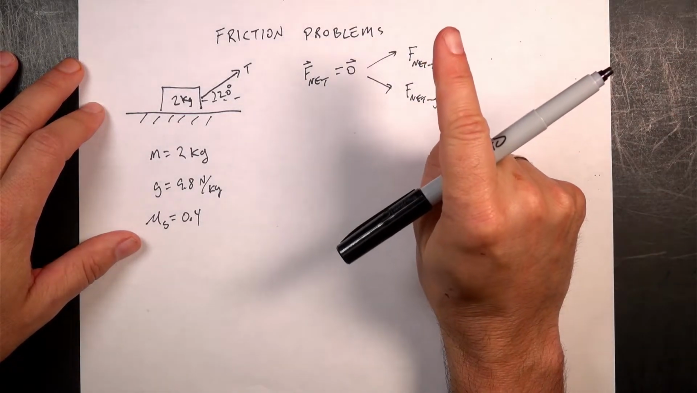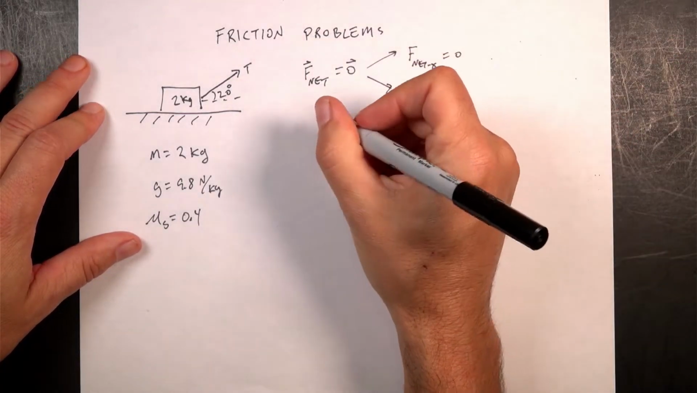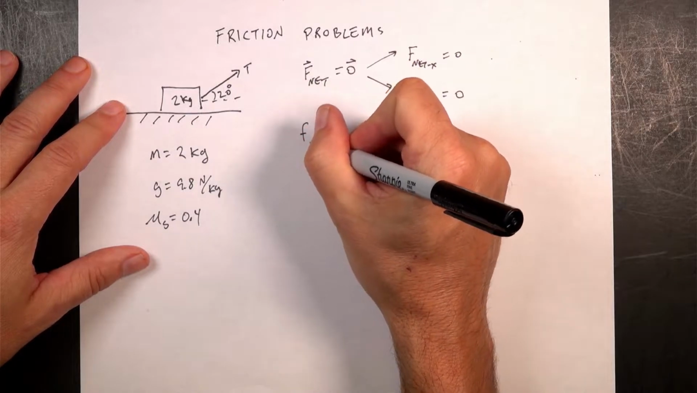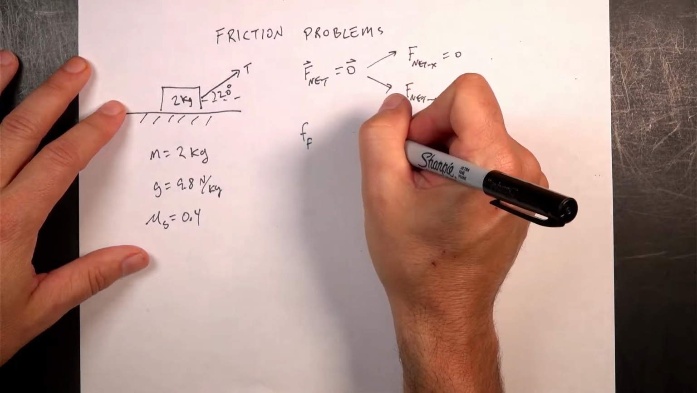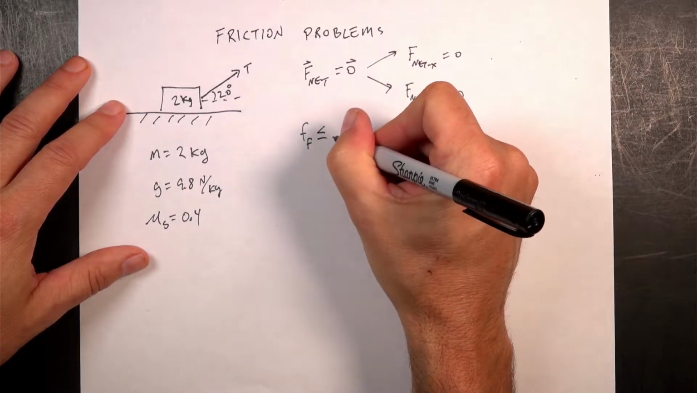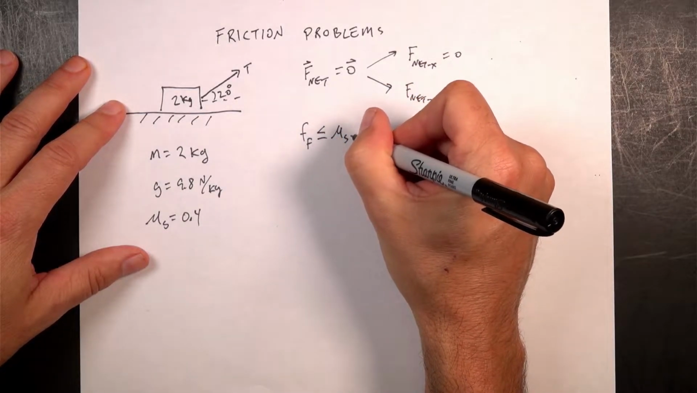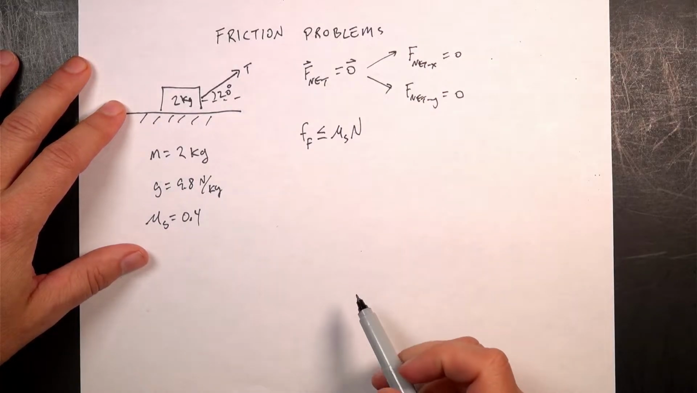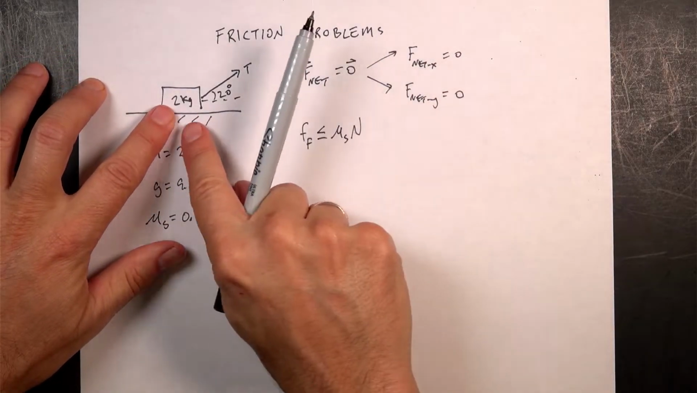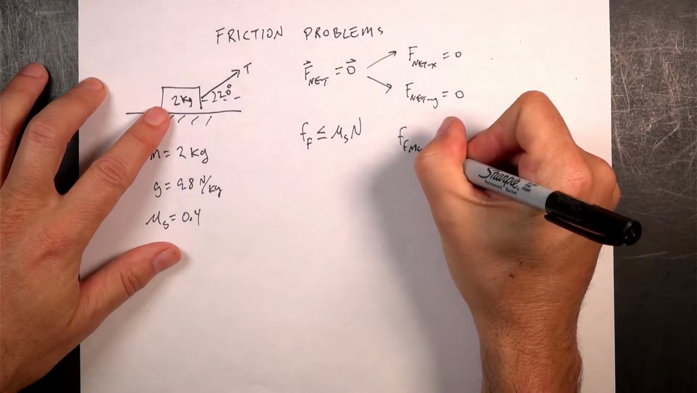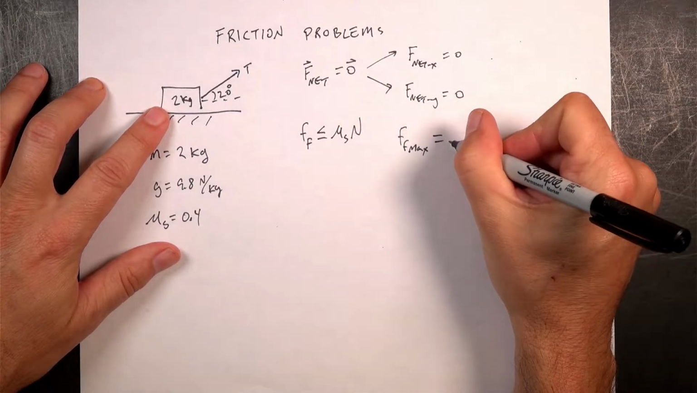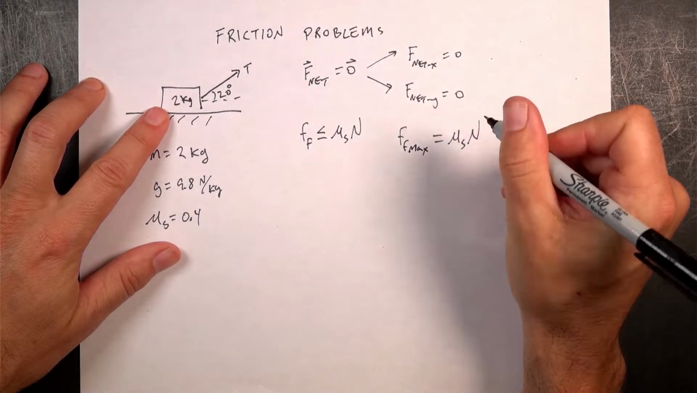Now the other thing is our model for friction. The magnitude of the frictional force, I'll just call it F_f, lowercase f. This is the magnitude, not a vector, and it is less than or equal to the coefficient of static friction times the normal force. What this says is that the maximum friction force, F_f max, I'll just write it this one time, is going to be equal to the coefficient of friction times the normal force.